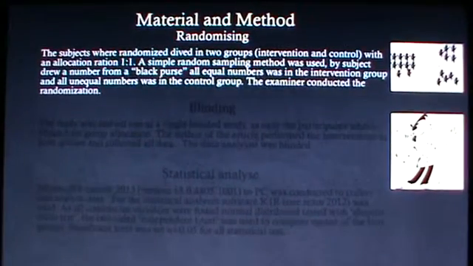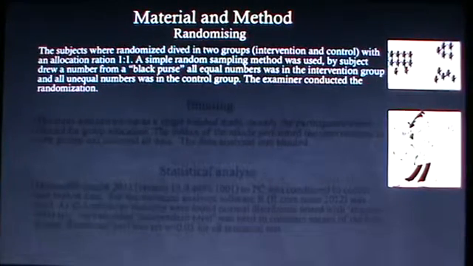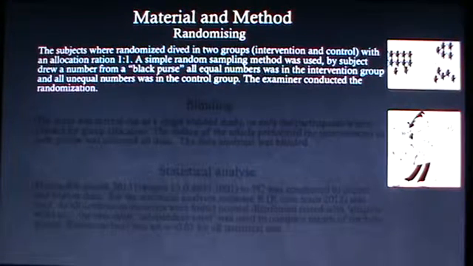Randomizing. The subjects were randomized, divided in 2 groups, intervention and control, with an allocation ratio of 1:1. A simple random sampling method was used. Subjects drew a number from a black purse. All equal numbers were in the intervention group and all unequal numbers were in the control group. The examiner conducted the randomization.